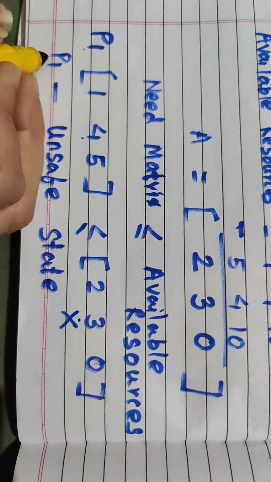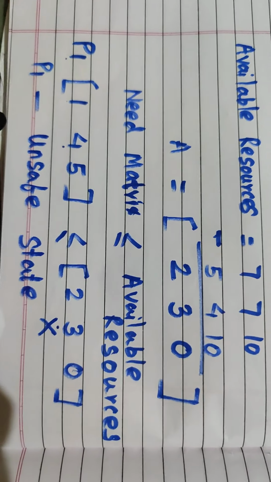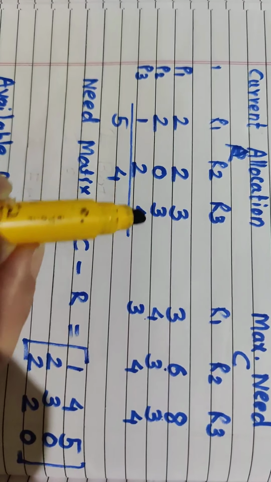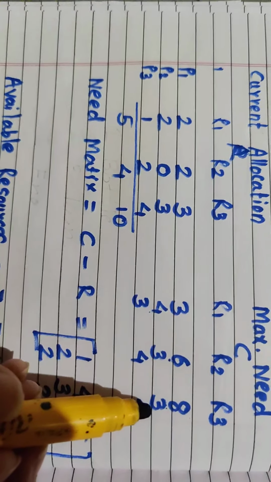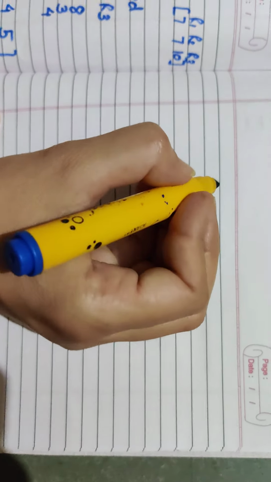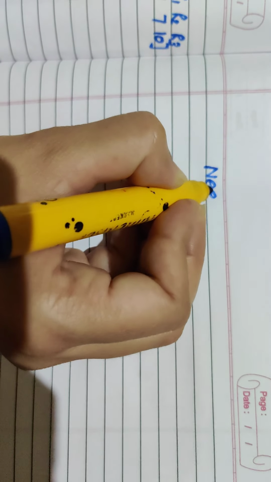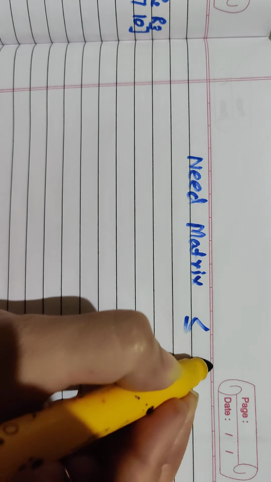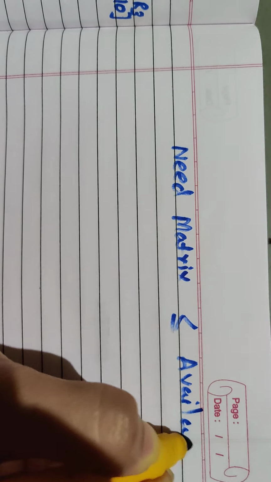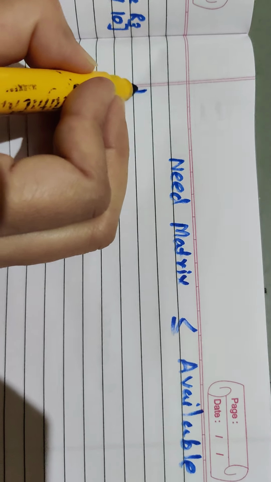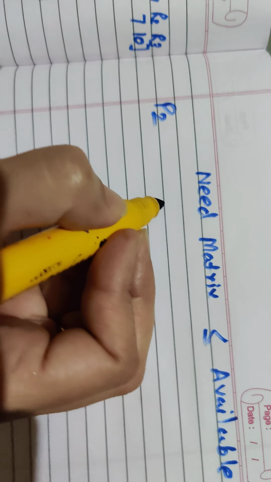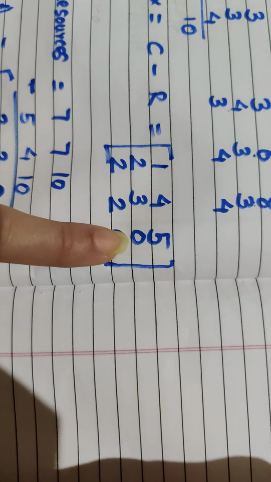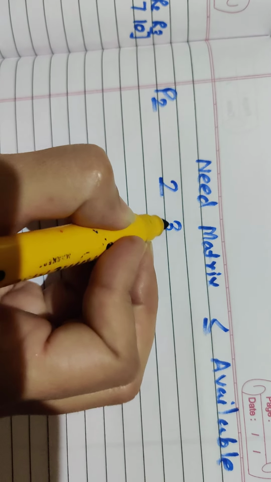So next, after P1, it will go to the next process, that is P2. These are the allocated resources and these are the required 4, 3, 3. So again we need to check the need matrix, whether it is less than or equal to the available resources. So for P2, what is the need matrix? For P2, the need matrix is 2, 3, 0. So here we will write 2, 3, 0.